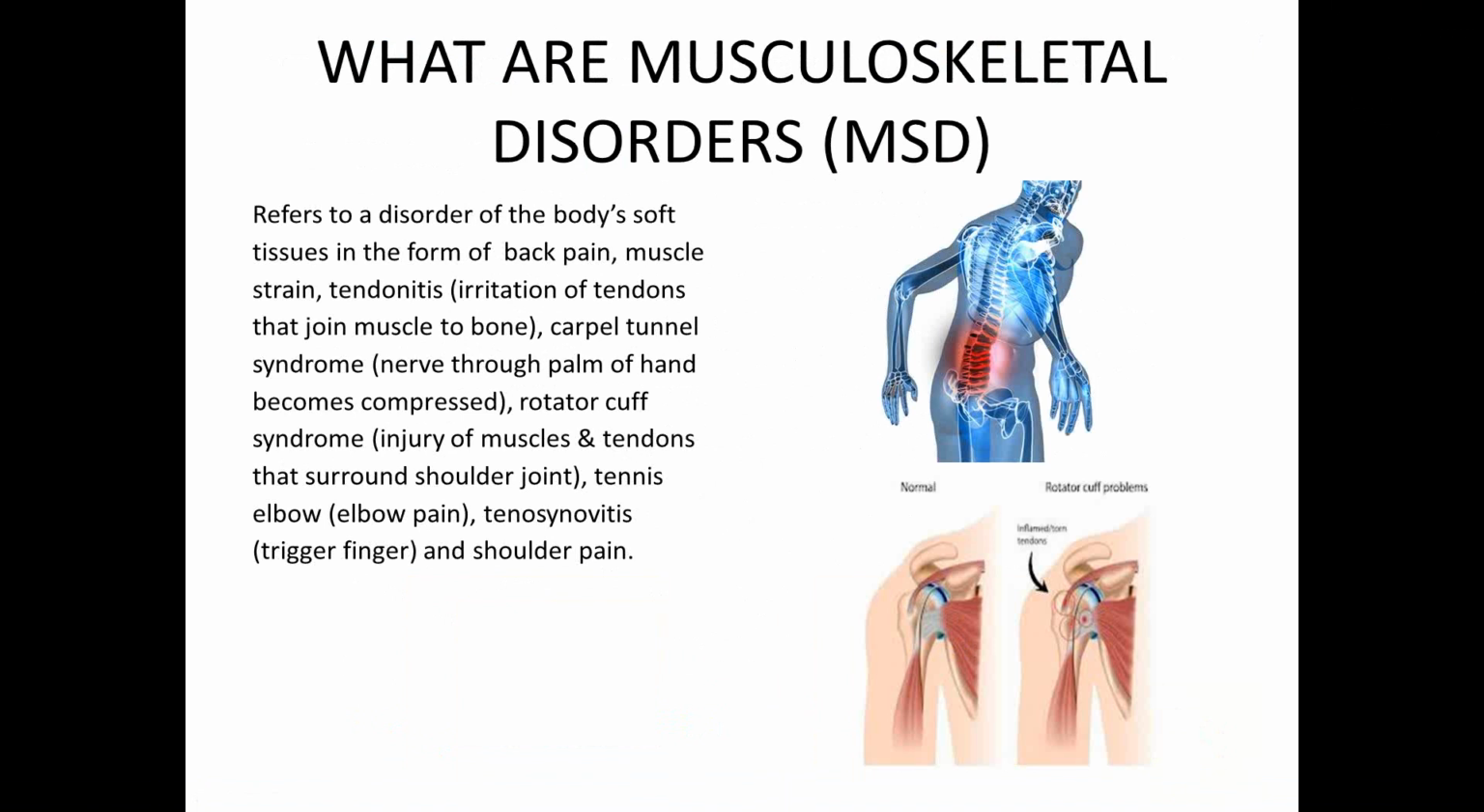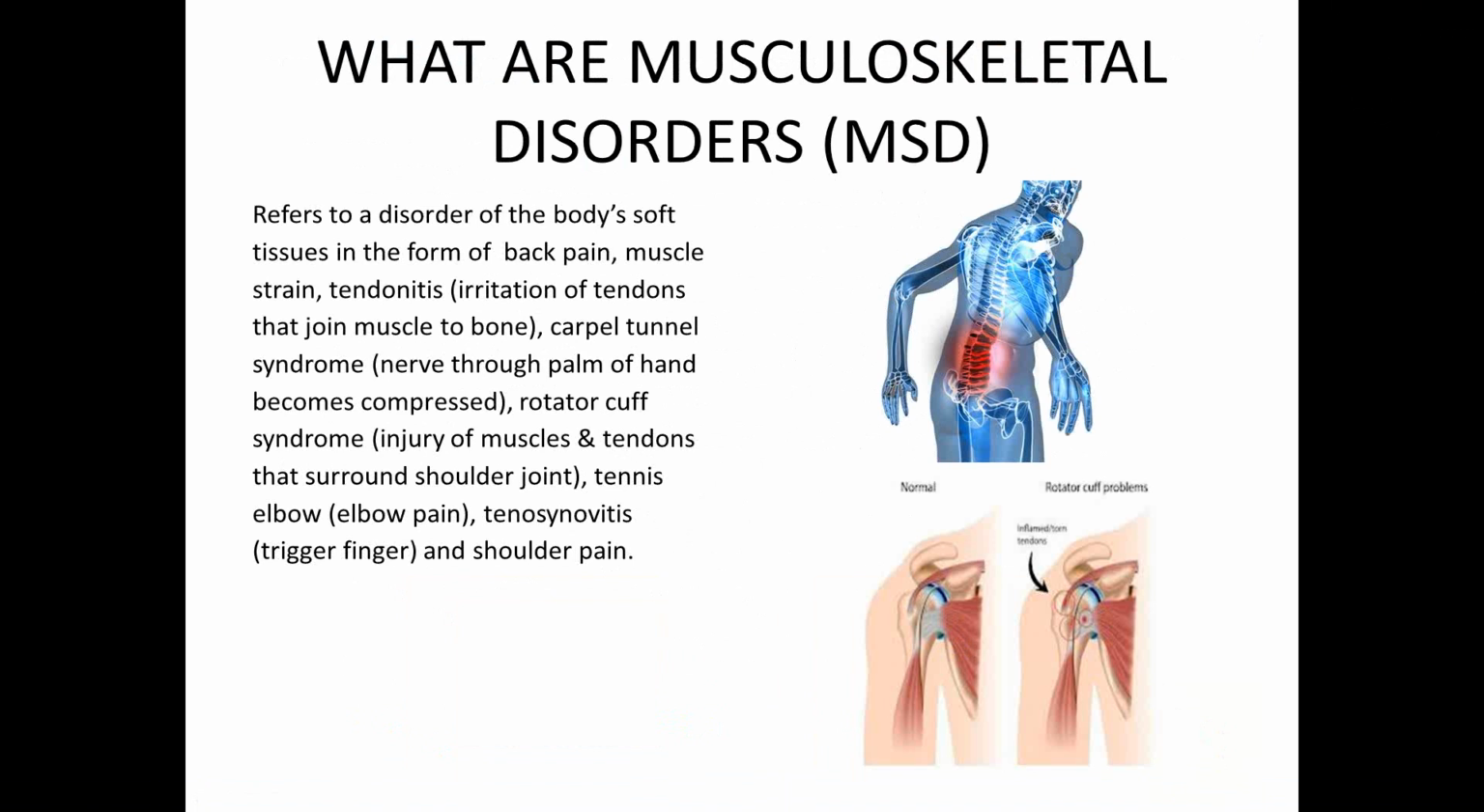So, just a brief overview of what an MSD looks like. Typically these refer to disorders of the body's soft tissues, and they're manifested by back pain, and these are terms typically you'd see on a doctor's note. Back pain, muscle strain, tendinitis, which is the irritation of tendons that join the muscle to the bone. Carpal tunnel syndrome, you often hear this or see this with people that are using computers extensively or using nail guns extensively, where the nerve in the palm of the hand becomes compressed.